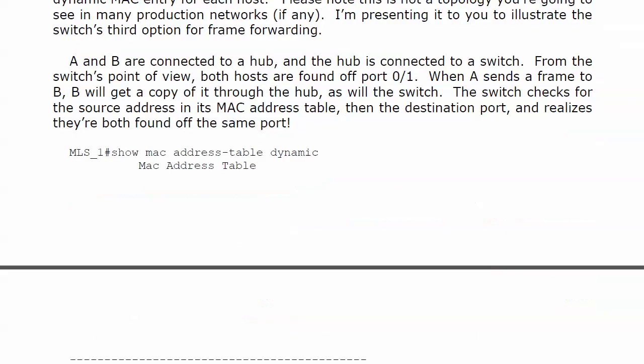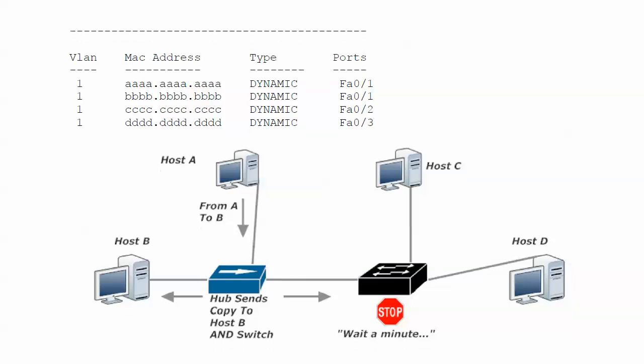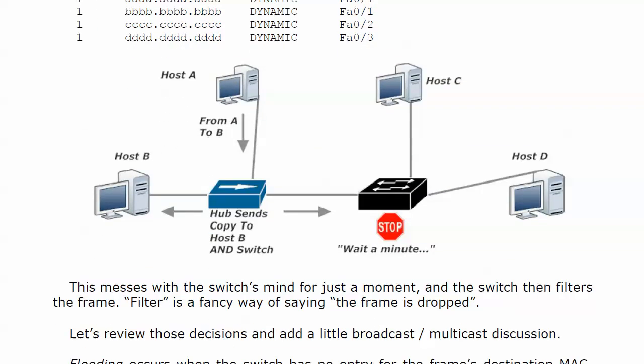Well, what's going on here is that the switch's MAC address table shows that host A and host B are both found off 0/1. Well, it messes with the switch's mind for just a moment. And then the switch will simply filter the frame. And filter is a fancy networking way of saying we're dropping the frame. That's it. It's just that simple. That's really the only time you actually see frames being filtered in a situation like this.